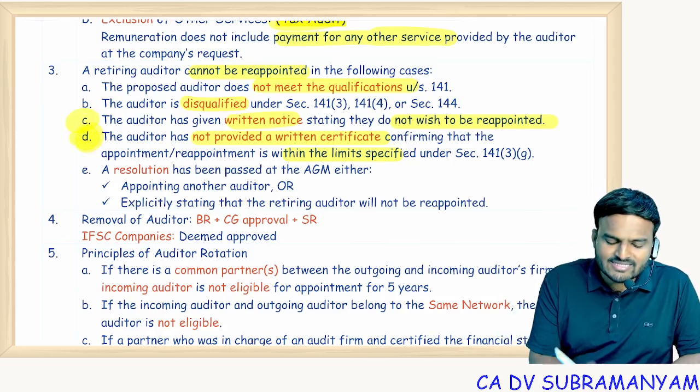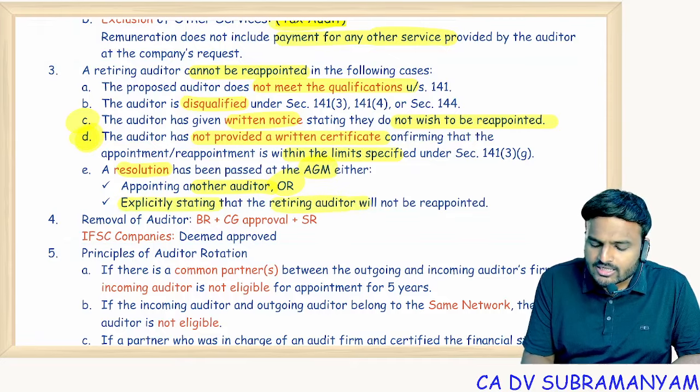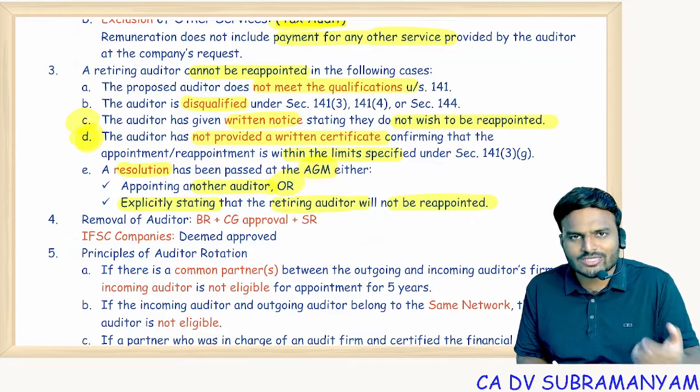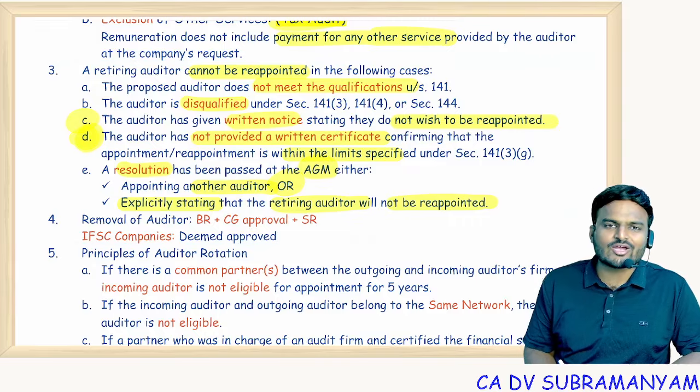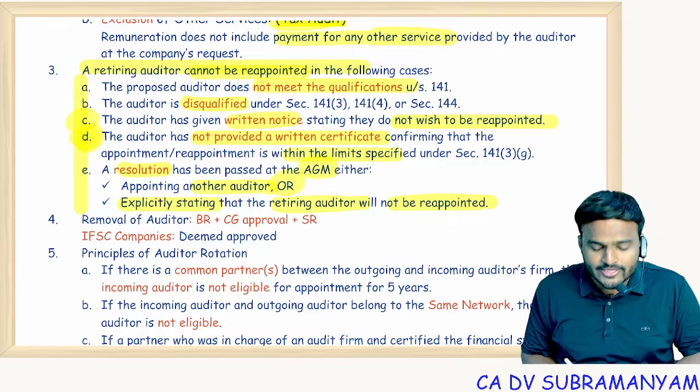This is implied resignation. A resolution has been passed at AGM either appointing another auditor or explicitly stating retiring auditor will not be reappointed. Members passed a resolution not to reappoint existing retiring auditor. So in these cases, retiring auditor cannot be reappointed.